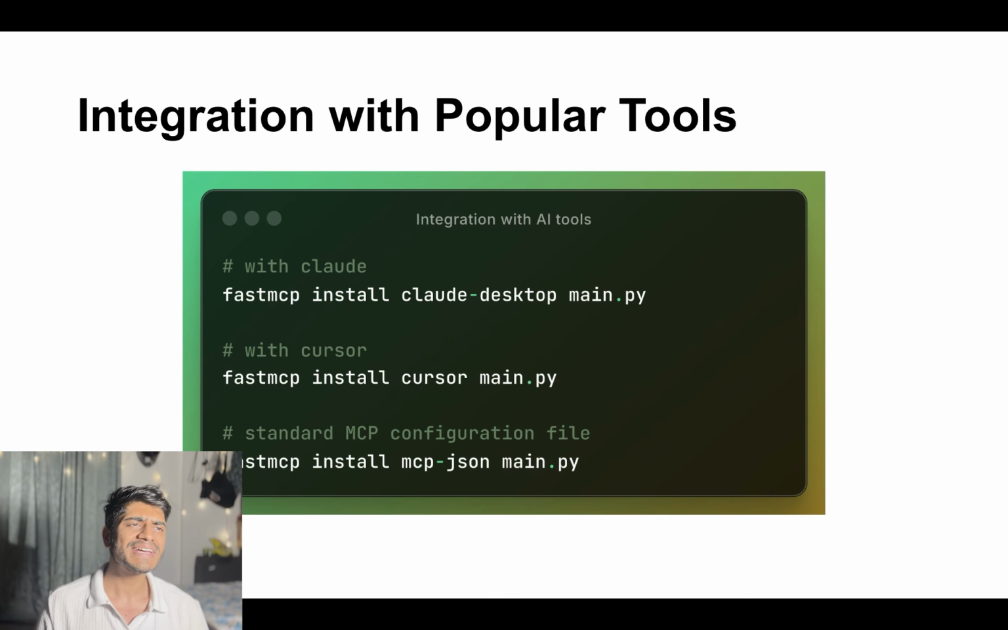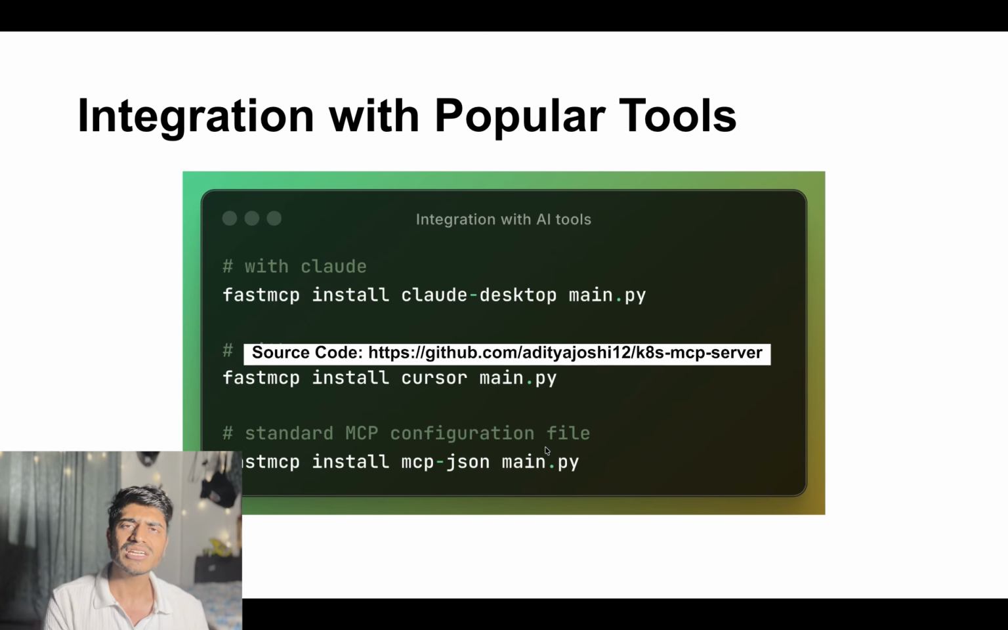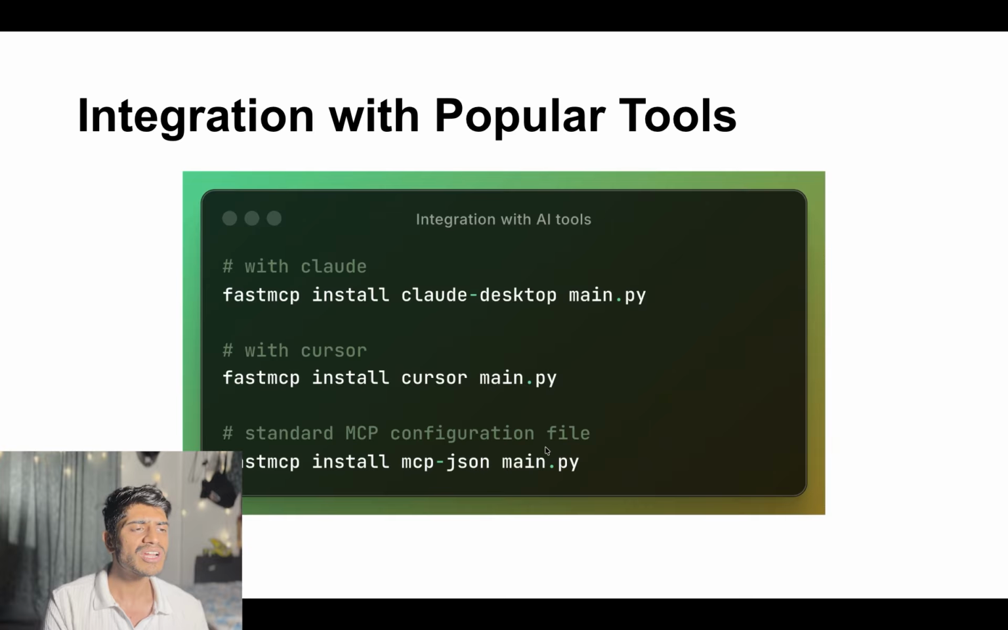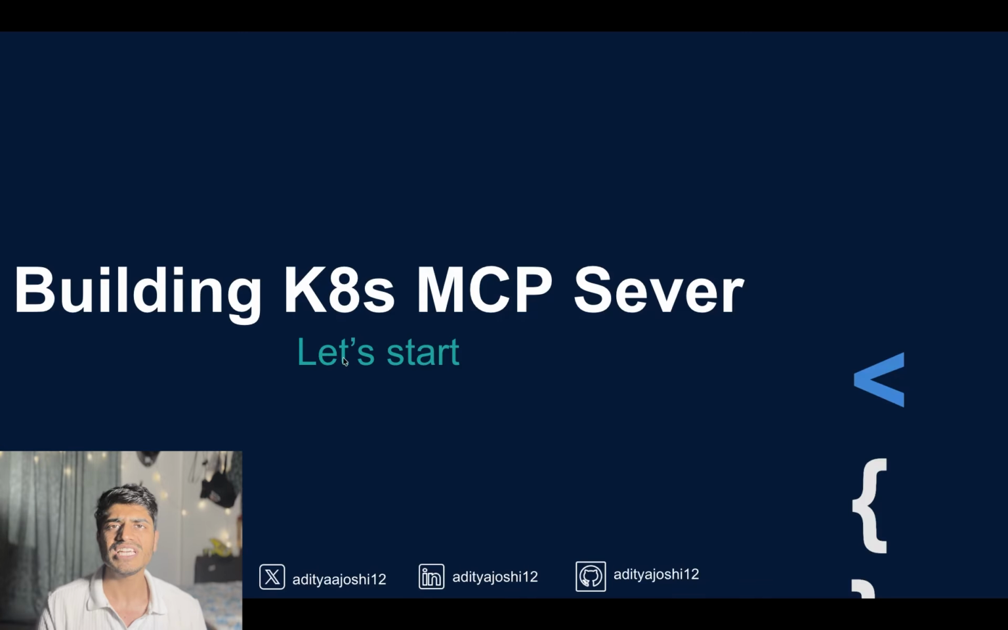Now, how can we integrate this MCP server with these tools? If you're using FastMCP, you can just run this command, fastmcp install claude-desktop main.py, and this is going to add your MCP server to Claude. And if you want to implement it with Cursor, then you can do it with just one command, which is fastmcp install cursor main.py, right? Or if you just need the JSON file, then you can simply go ahead and get the JSON file with the help of this command called fastmcp install mcp-json main.py. So this is going to give you the JSON file.